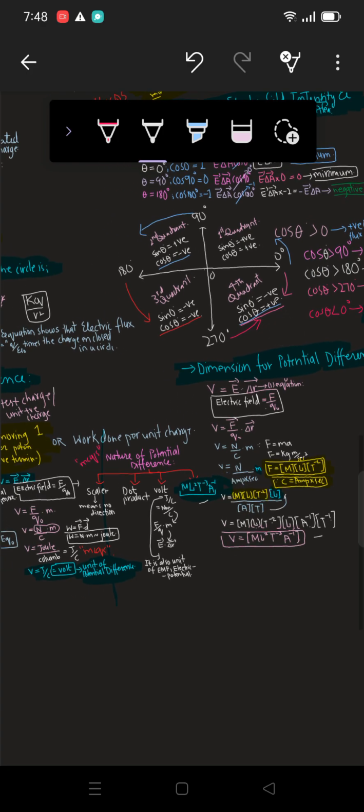Alright, so in today's video we have just derived the dimension for the potential difference. In the next video we'll talk about the relation between the electric potential and the electric intensity.